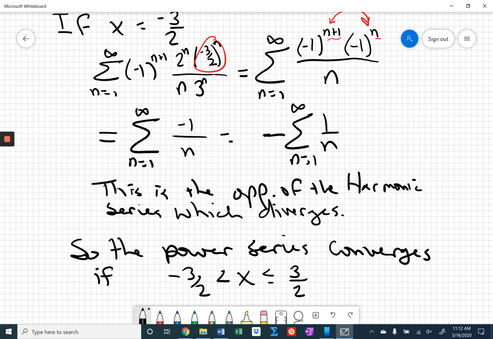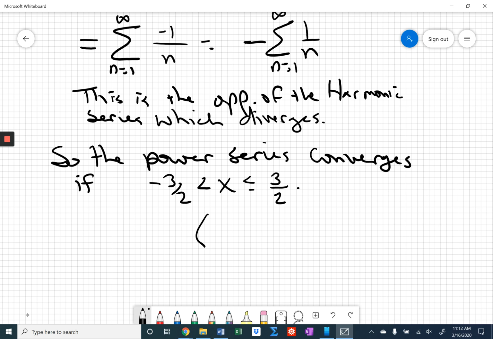Okay. Now remember that the ratio test gives us absolutely convergent. So that means the series is absolutely convergent from negative 3 halves less than x less than or equal to 3 halves. Or if you prefer the interval notation, you can do open parenthesis negative 3 halves, comma 3 halves with a bracket. It means the same thing.